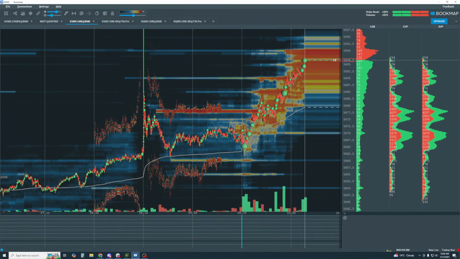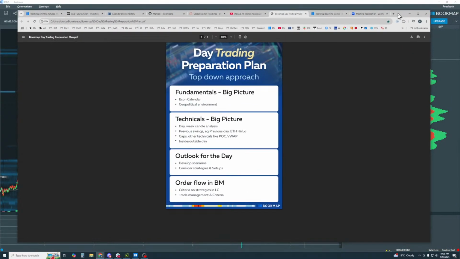This is based on a PDF we put together for your preparation, your plan for the day. It's very simple here. We'll probably build this out and turn it into something a little bit more. But big picture: fundamentals, economic calendar, geopolitical environment. This is what drives the market. It is the fundamentals. Also, some technicals can drive the market, but it can be shorter lived.